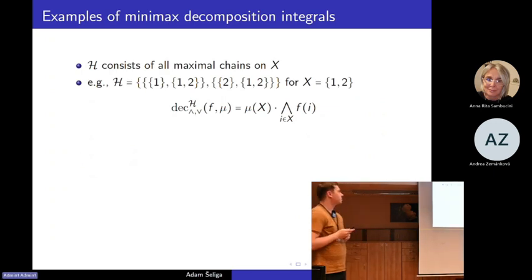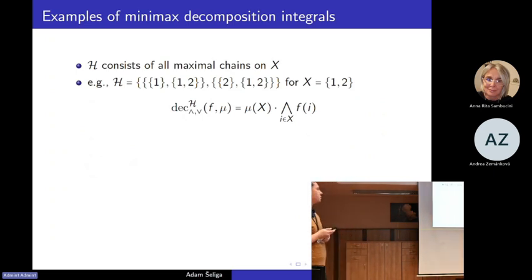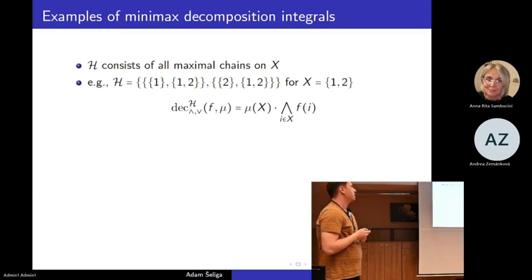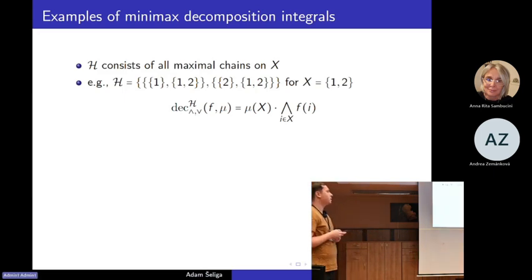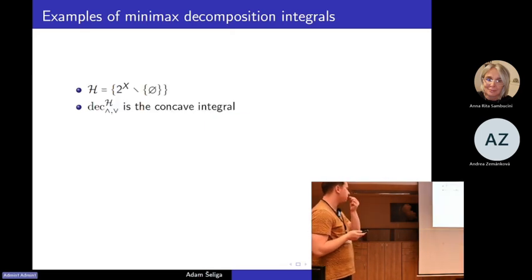As examples, here we obtain two different integrals, not as in the case of decomposition integrals, where we obtain the Choquet integral for both the maximal chains and all chains. Here we have two different integrals. For example, if H consists of all maximal chains, then we obtain this integral: just the minimum of the function scaled by the measure of the whole space. If we consider all chains, then we obtain this formula, the minimum of this product over each element of the space.